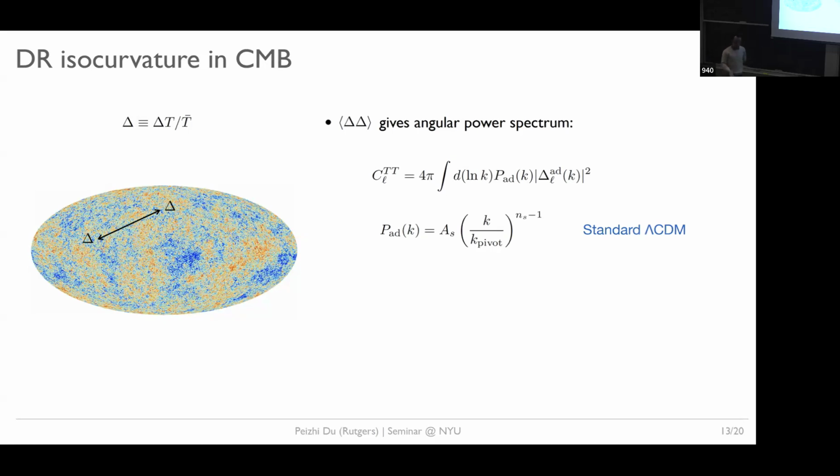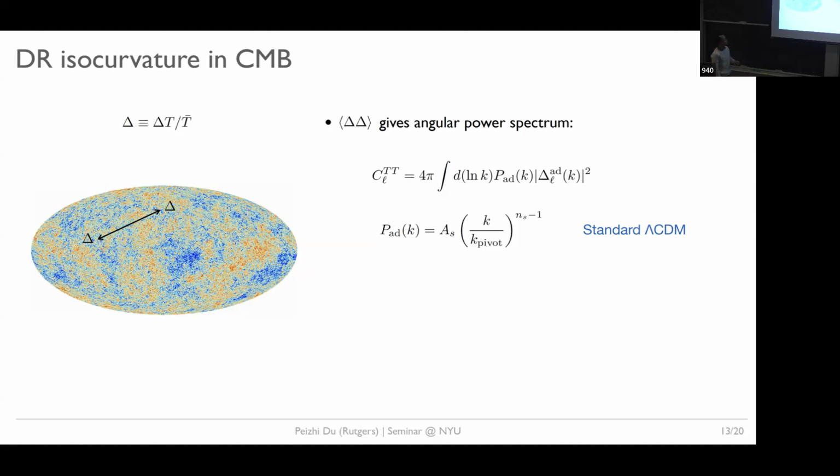In the standard ΛCDM case, we consider the initial conditions to be adiabatic. So that's why we only consider the adiabatic mode and label it as AD here. The adiabatic primordial power spectrum is denoted with an amplitude A_s and an n_s minus 1 power law, and n_s is close to 1 because it's nearly scale invariant. So that's the ΛCDM model.